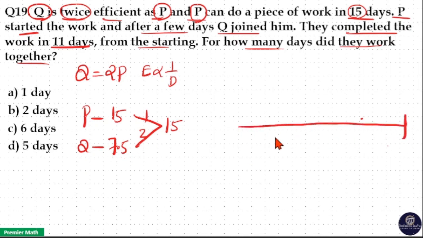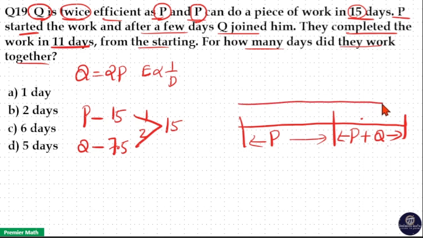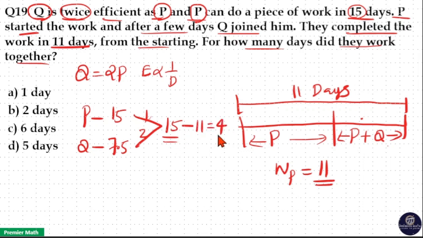Now, first P started the work. Then Q joined. That is, after that P and Q together worked. And this total work completed in 11 days. Now you can see all these 11 days P worked. So work completed by P in 11 days is equal to 11 into efficiency of P, which is 1 unit. So 11 unit is completed in 11 days by P. Here total work is 15 unit. So remaining work is 15 minus 11, that is 4 unit. This 4 unit is completed by Q. Q's efficiency is 2 units. So 4 by 2, 2 days. So option B is your answer.